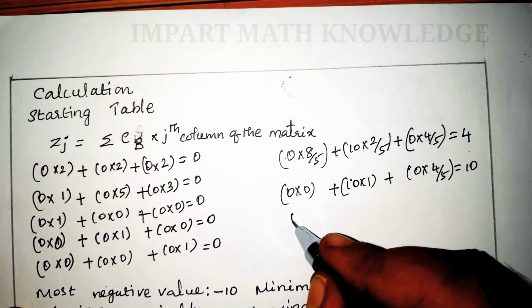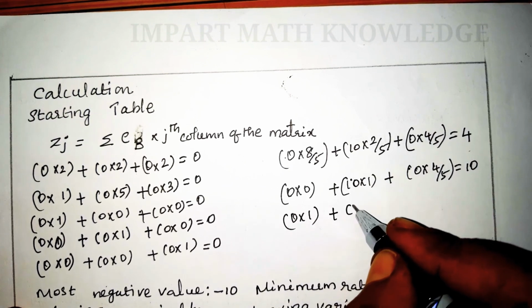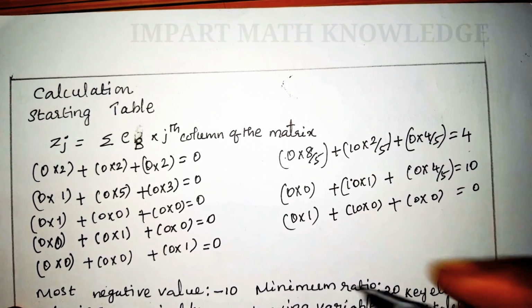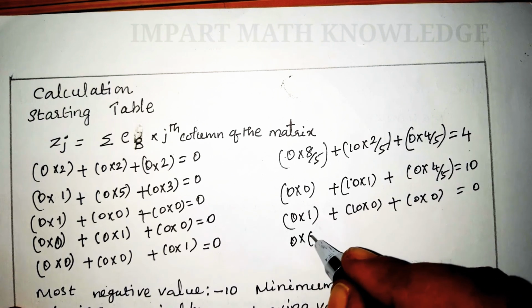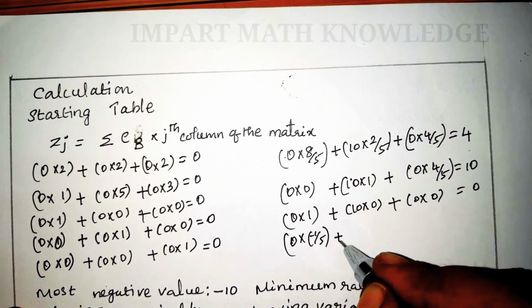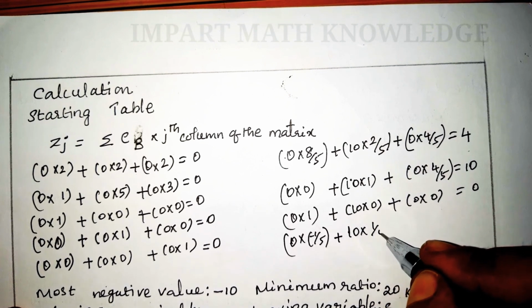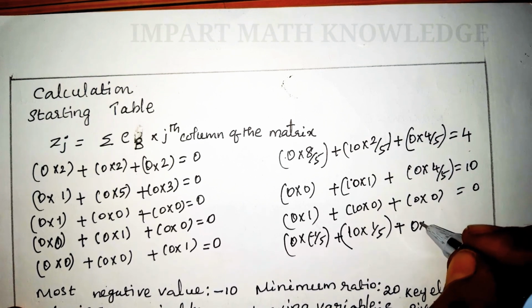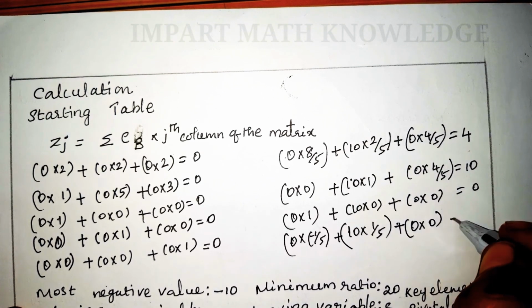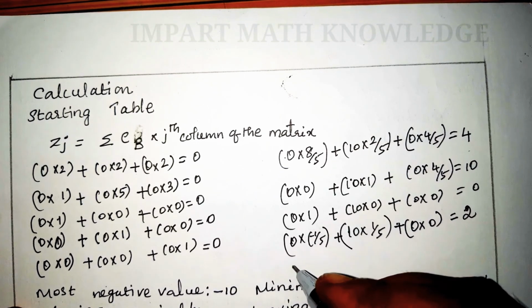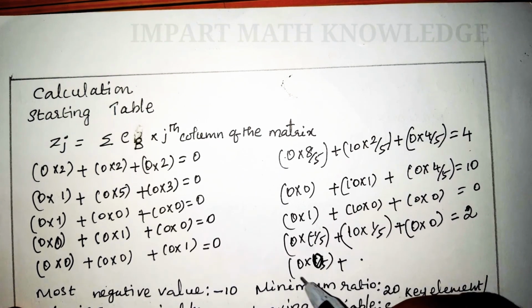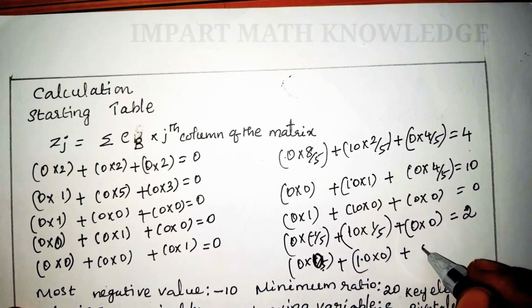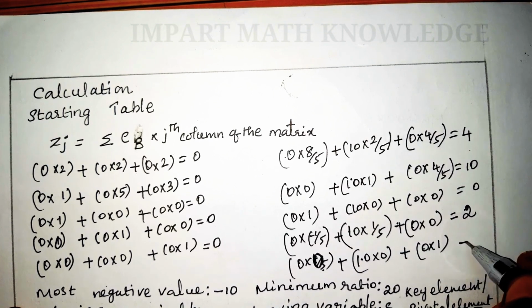The next one is 0 into 1 plus 10 into 0 plus 0 into 0. So the answer is 0. The next one, 0 into minus 1 by 5 plus 10 into 1 by 5 plus 0 into 0. So the value was 2. The next one is 0 into 0 plus 10 into 0 plus 0 into 1. So the value was 0.